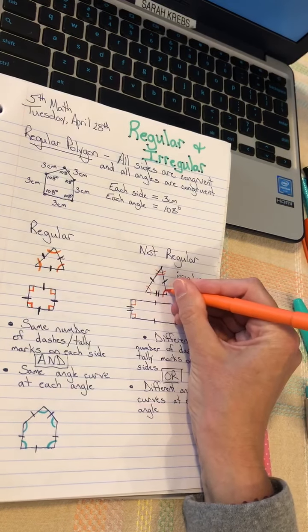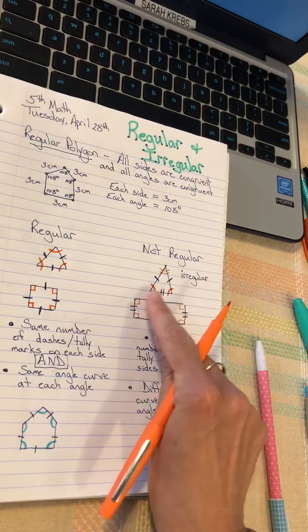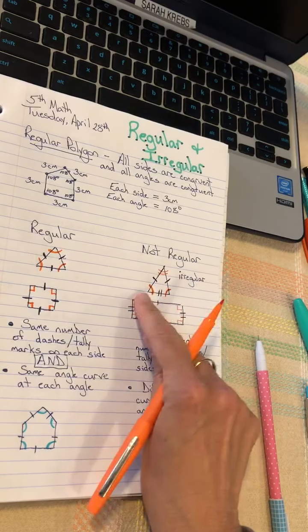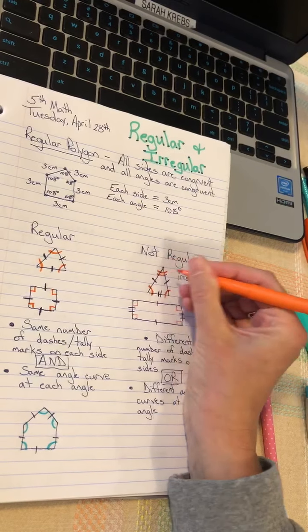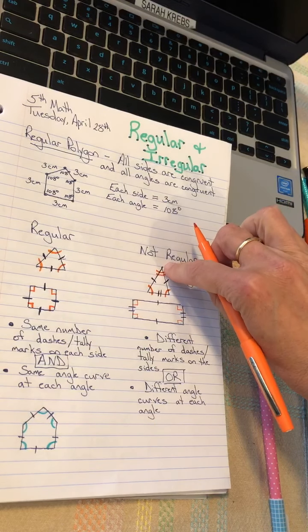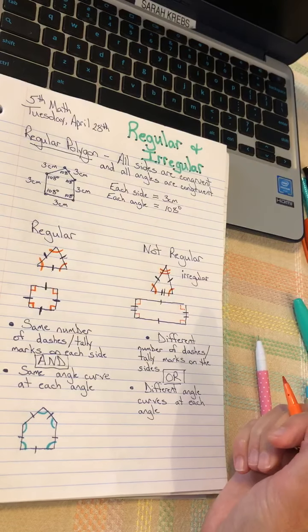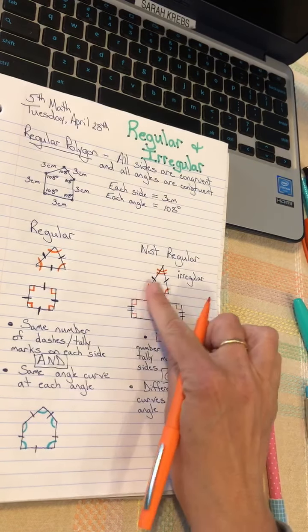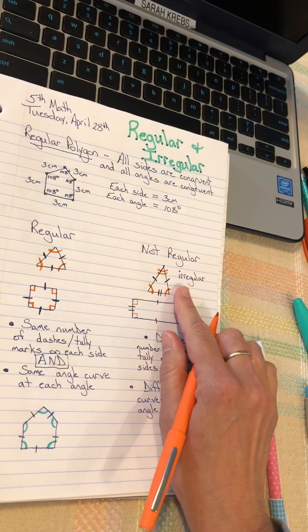Now we can also look at the angle arches, okay? Look here. This one has 1 arch. This one has 1 arch. These 2 are congruent. But look at the third one up here. This has 2 arches. So this one is telling you that this angle is not congruent to the other 2 because it has a different number of arches. All right, so this triangle has 2 reasons why it's irregular. The sides do not have the same measurement and the angles do not have the same measurement.